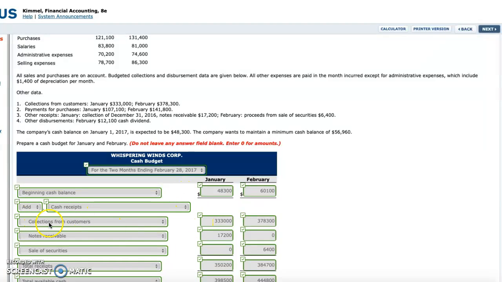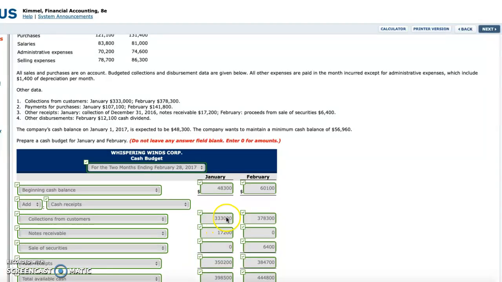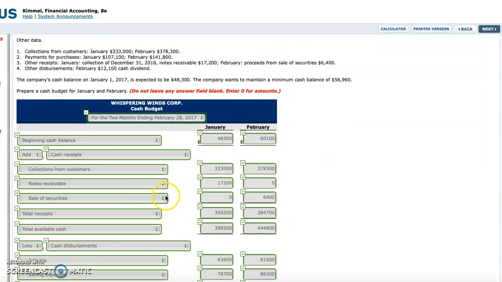We're going to add our cash receipts. Collections from customers is here and here, so we're going to add these in. First, we just go ahead and do January, and then notes receivable are here. And no sale of securities until February. Total receipts is going to be the addition of these three, which is going to give us the answer for here. And then the total cash available is going to be this total receipts plus the beginning cash balance, which is what we have here.